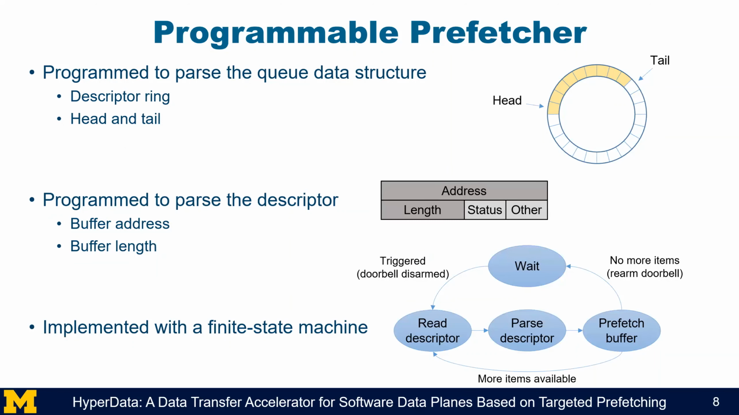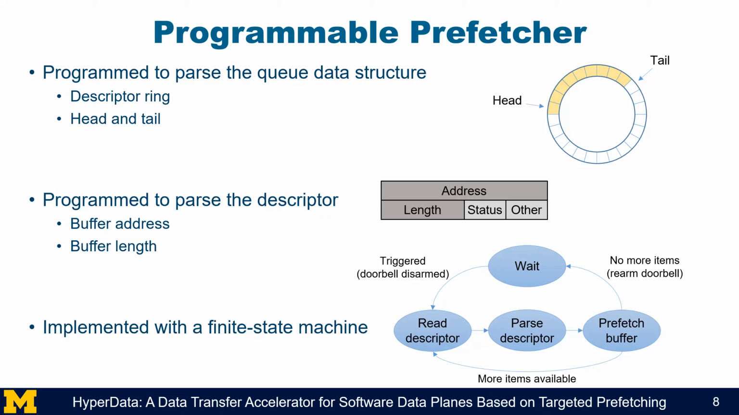To discover the exact memory locations that should be prefetched, HyperData's prefetcher must be instructed on the layout of the queue and descriptor data structures. The descriptors are typically stored in a circular array or ring, as shown in this slide. The prefetcher has programmable registers to store the offsets of the head and tail pointers of the ring, as well as the offset of the ring itself in the queue data structure, so that it can read the in-queue descriptors.